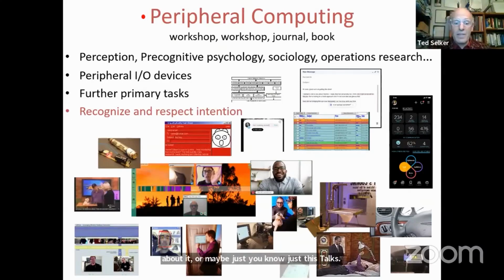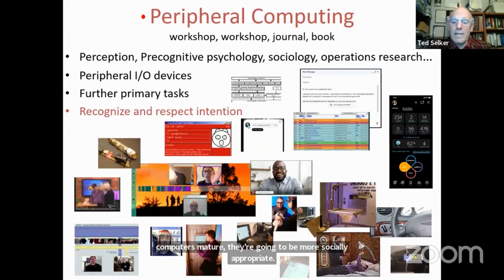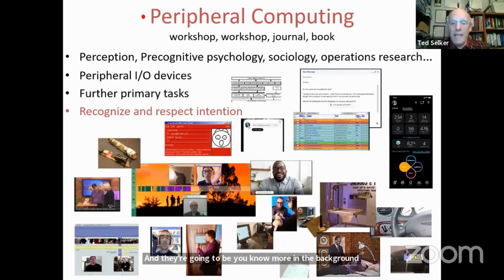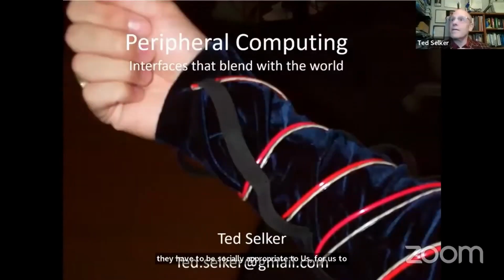Just to say that I believe that as computers mature, they're going to be more socially appropriate, and they're going to be more in the background, letting us be people and letting us grow and learn together, because we care only about each other, and they have to be socially appropriate to us for us to be socially appropriate to each other. So thank you for that. And that's my discussion this evening about peripheral computing, and I welcome any questions.